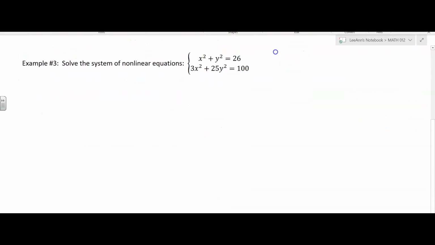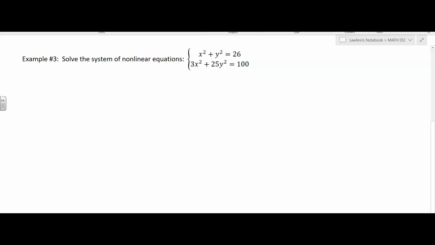Okay, now here we have a system of nonlinear equations. One is a circle, and the other is an ellipse. Now, how do you know the difference between a circle and an ellipse? With a circle, the coefficients are the same on the x squared and the y squared. With an ellipse, they're different. They both have addition between the x squared and the y squared. I'm not going to go over how to graph an ellipse. You might have had that in another class, and I'm not going to graph this problem. So we're going to solve it algebraically.